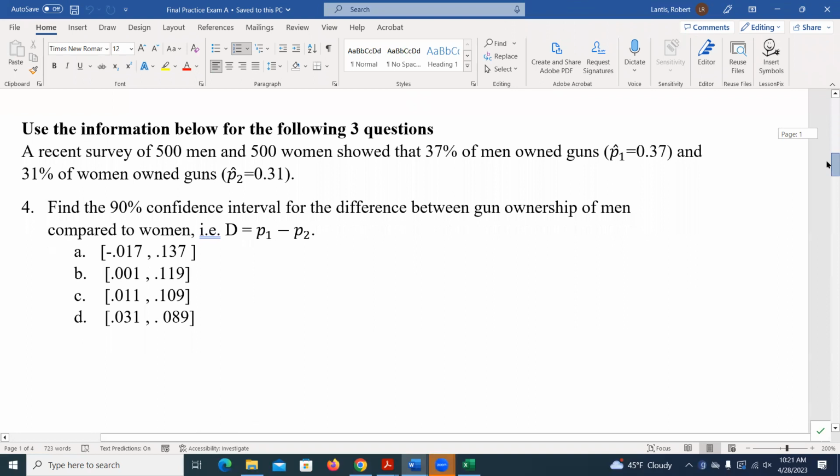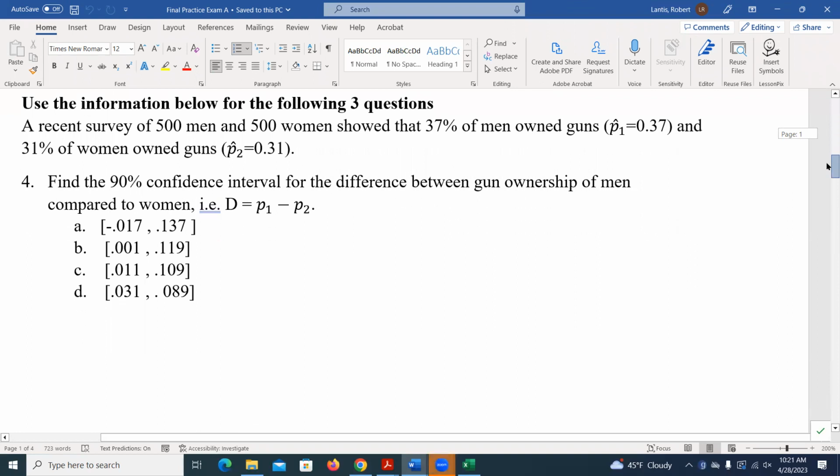So the next one, let's do this gun ownership one. So we'll deal with some proportions. So let's say, actually, we're doing confidence intervals first. Let's say we want to build a 90% confidence interval for the true difference between the proportion of males and females that own guns, right?